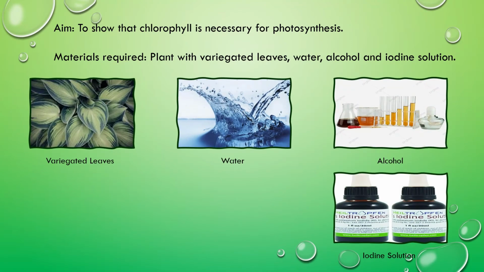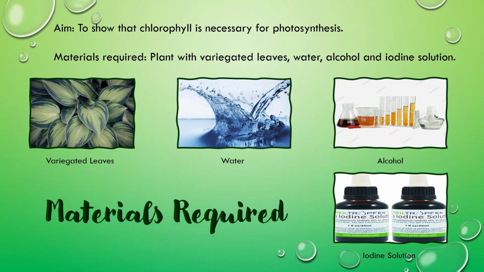A plant with variegated leaves means a plant with more than one color, maybe one with chlorophyll and another with another pigment. And the second one is water, which we all have. Alcohol and iodine are a must. So we have seen the materials required.